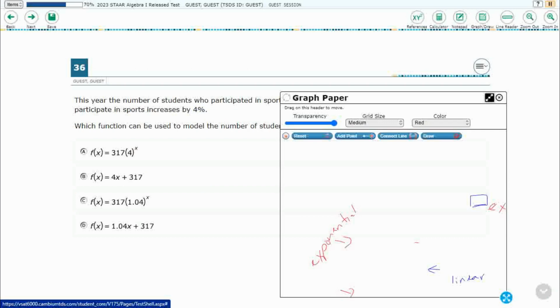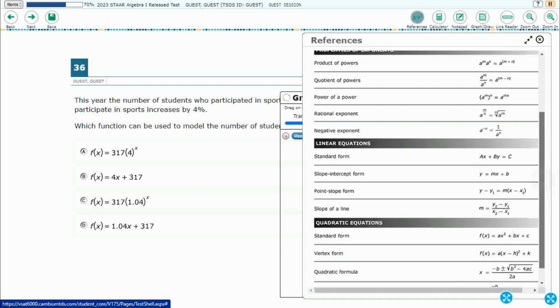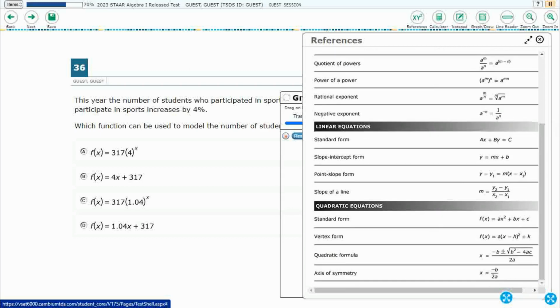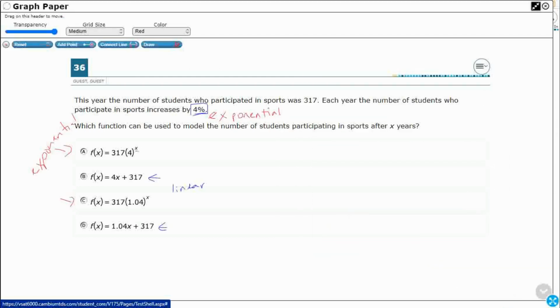And if we look at our reference materials, we are going to find factoring, properties of exponents, linear equations, quadratic equations. We're not going to find anything about exponential functions. So we need to come into the STAAR test with this in mind. So what is our standard form? Well, the standard form of an exponential function is y equals a times b to the x power.